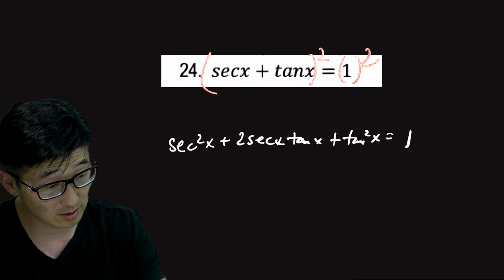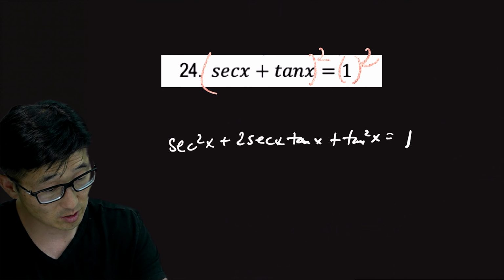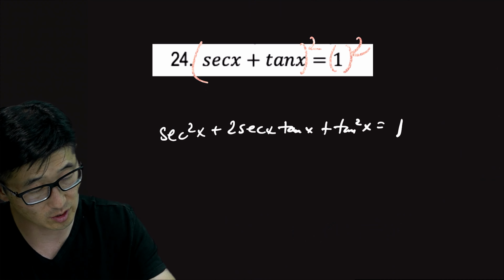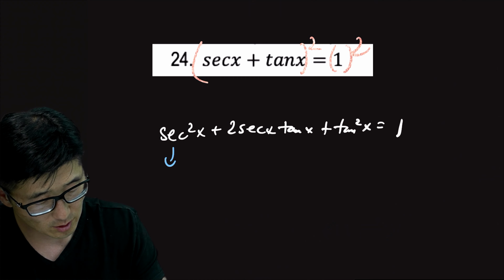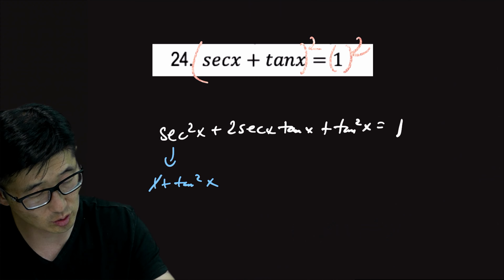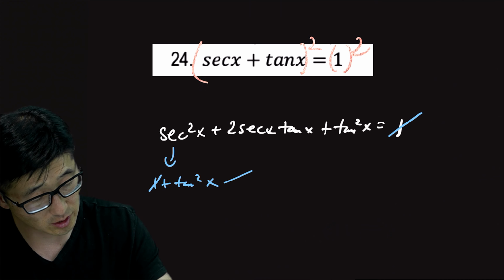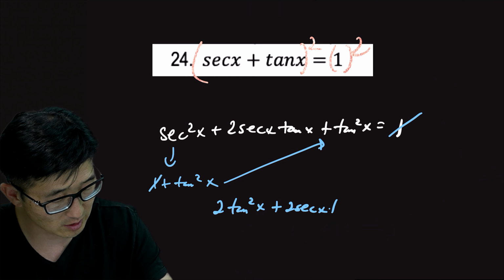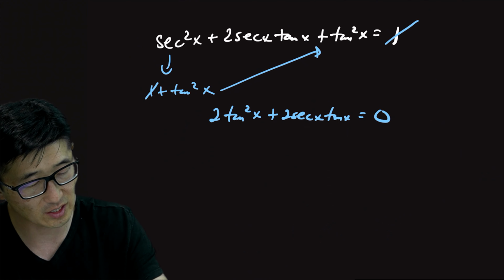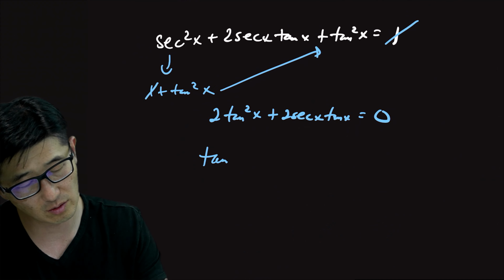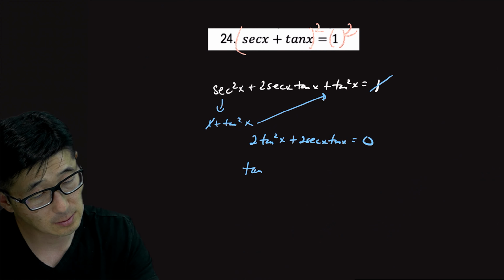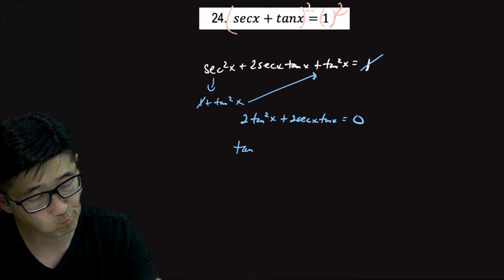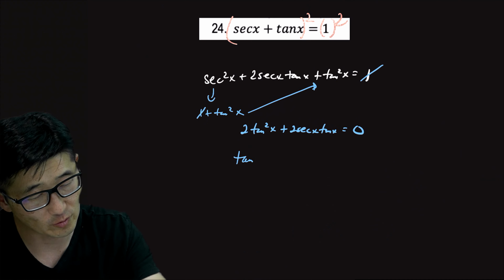And then let's see, something will cancel out. This will become 1 plus tangent squared x, so the 1 will cancel out. And then this will become 2 tangent squared x plus 2 secant x tangent x equals 0. And then you factor out tangent x. Well, is that going to work? Or do I have to get a common denominator?